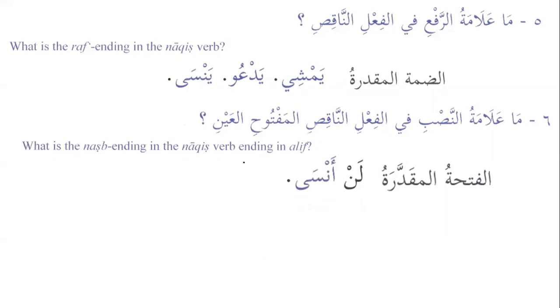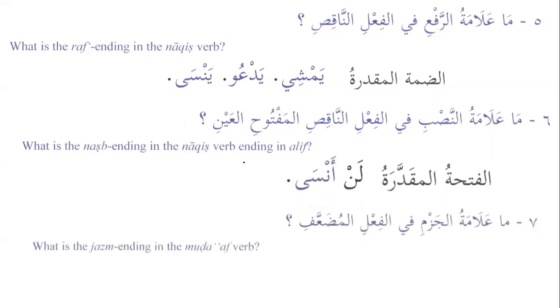Perfect. And then I think the last one is ما علامة الجزم في الفعل المضاعف؟ What is the جزم ending in the مضاعف verb? ساكن, حذف. السكون المقدر. لم أحج. That is the example over here.